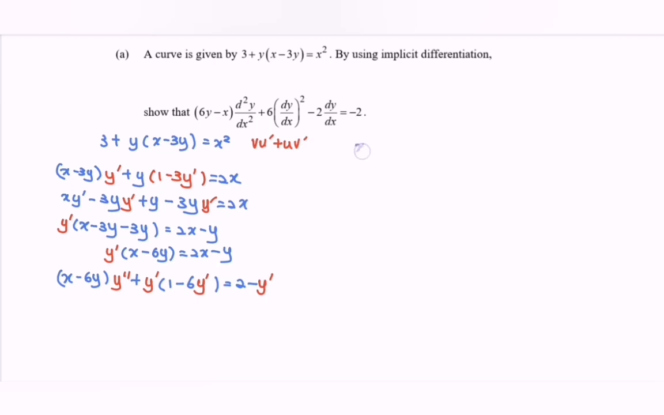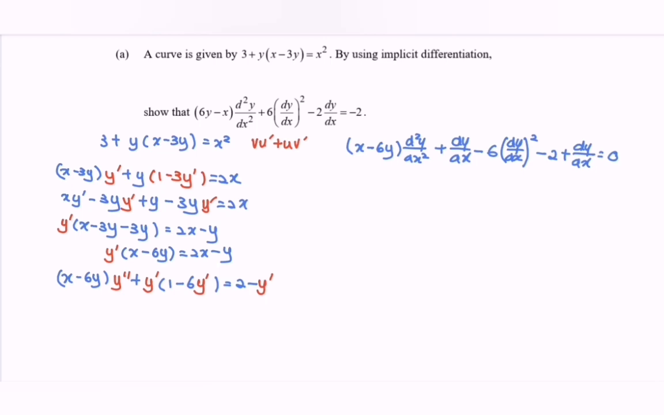So we have x minus 6y bracket, we have the second derivative. Continue. Plus, we have the dy/dx minus the 6 bracket dy/dx squared minus the 2 and then plus the dy/dx. So kindly focus on the situation given. We have to make sure we have shown the situation.